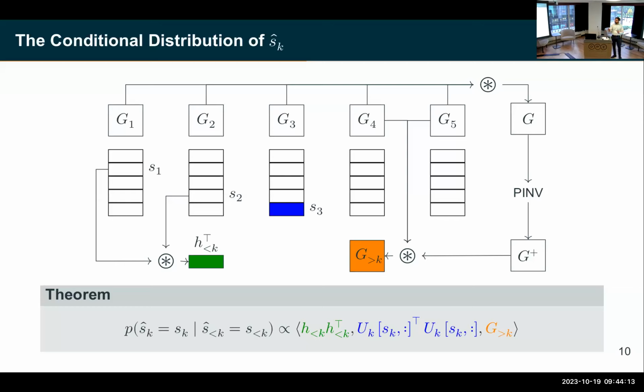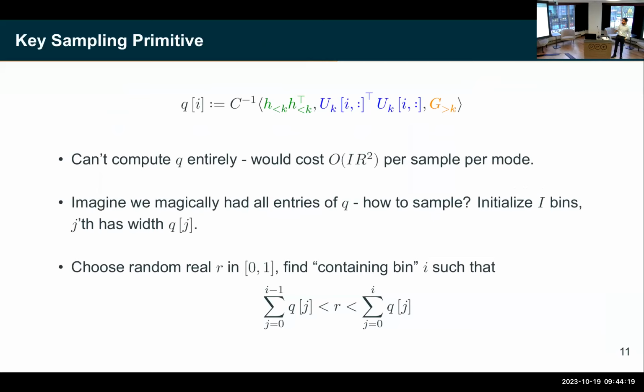This is a lot of quantities here, but all you need to know is that this expression costs R squared to compute. That's a Hadamard product of two things. And so I'm going to describe the key sampling primitive that we're going to use to sample efficiently from this distribution. Let's collect that expression that I showed you earlier into this vector Q of length I. And notice that you can't compute Q entirely and still obey the guarantees that we want. That would cost order I R squared per sample per mode, because this vector has length I and it's going to cost you R squared to compute each quantity.